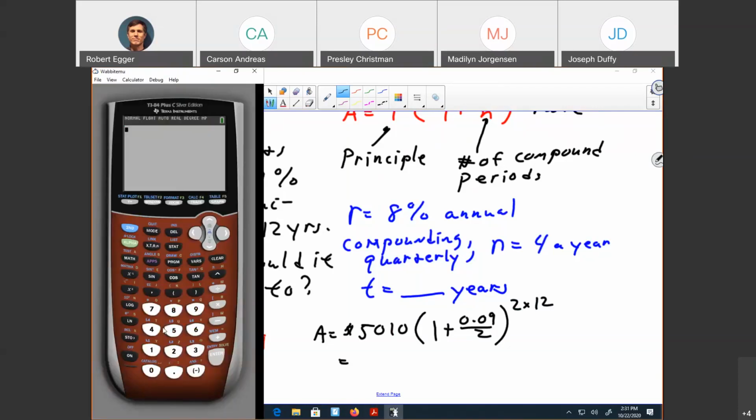Let's do that. So let's do 5,010 times, these parentheses, 1 plus 0.09 divided by 2. Okay. And I'll raise that to 2 times 12. The principal, 1 plus R over N, to the N times T, equals. So it grew to $14,408.83.